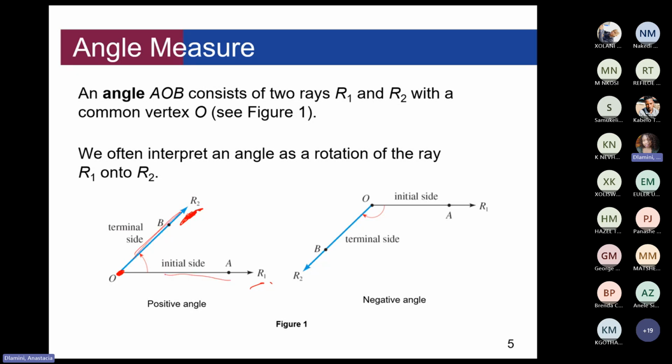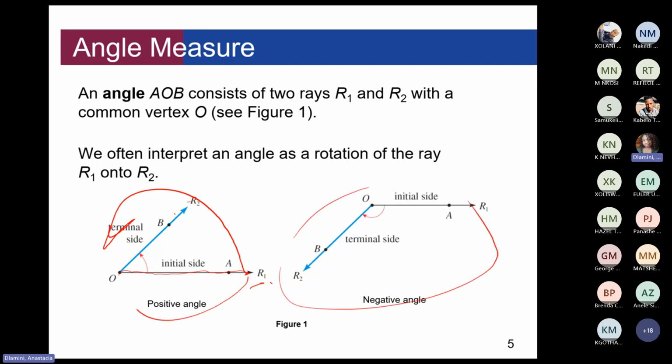Now, if you start moving, let's say R1 and R2 start here. If you are moving in this direction, we say we are moving in a counterclockwise direction, then your angle will be positive. But if you are moving the blue line in this direction, meaning that you end up here, then we are rotating clockwise. Are we all together there? Yes, ma'am.